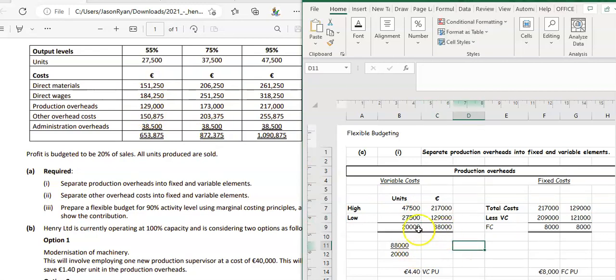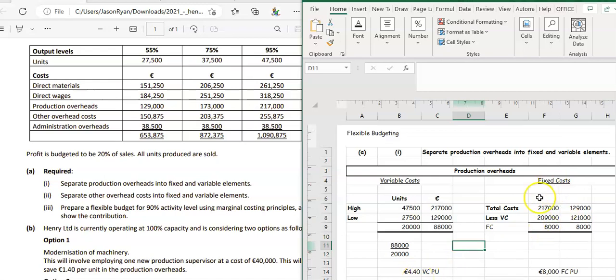Then we're going to find the variable cost. So the variable cost is where we divide the difference in how much it costs us by the difference in units, and that's going to tell us our variable cost per unit. So it's going to be 88,000 divided by 20,000. So we're going to get €4.40 for our variable cost per unit. So every time we produce a unit, our variable cost is going to increase by €4.40.